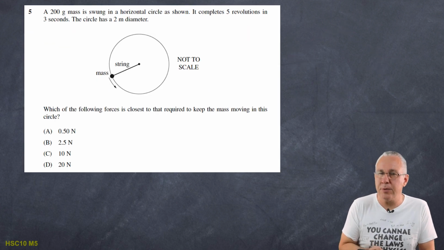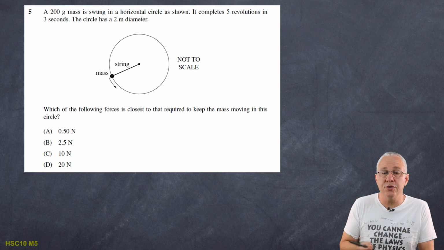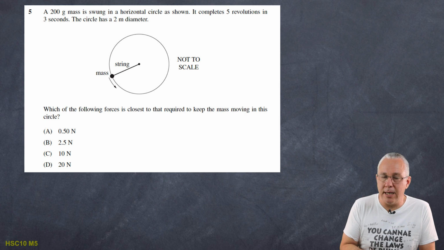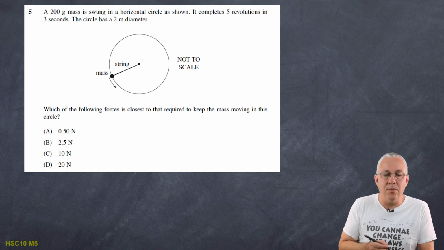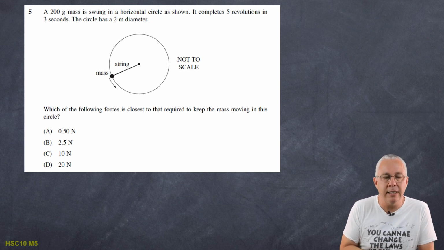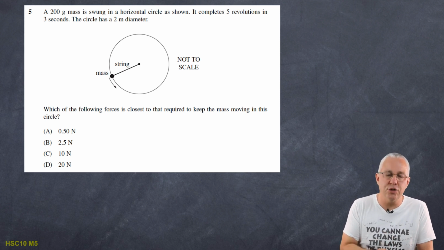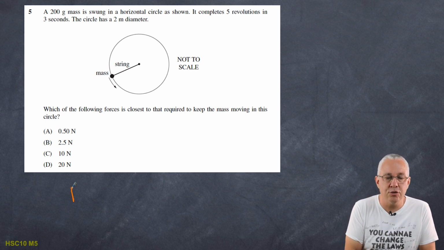Question 5, now we're dealing with circular motion, and we have a mass that is swung around a horizontal circle, and it completes 5 revolutions in 3 seconds, and the circle has a 2-meter diameter, and we're asked which of the following forces is closest to that required to keep the mass moving in this circle. What is this question all about? It's centripetal force. So the centripetal force is equal to mv squared over r.